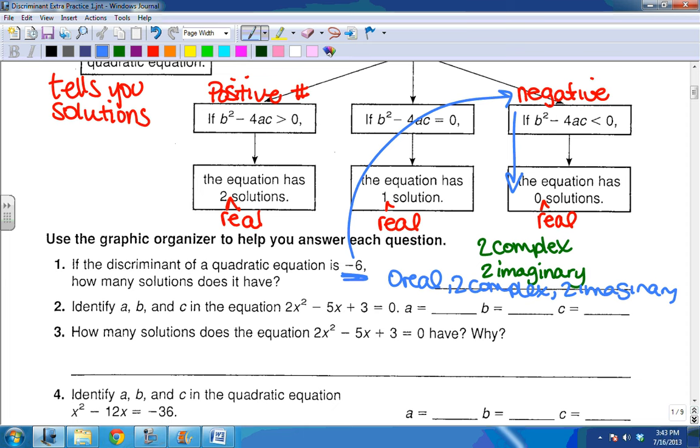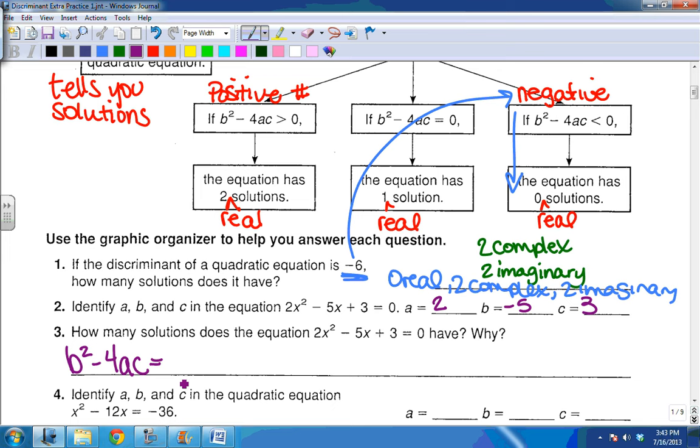Now if you look at number 2, this looks a lot like the first learning target you did in quadratic functions, or solving for quadratics. Identify A, B, and C. So hopefully at this point you can see that A is 2, B is negative 5, and C is 3. Now then they ask me how many solutions. Now remember, I don't need to use the formula to figure out how many solutions, I just need to use the discriminant. And the discriminant is the b squared minus 4ac, the part under the square root.